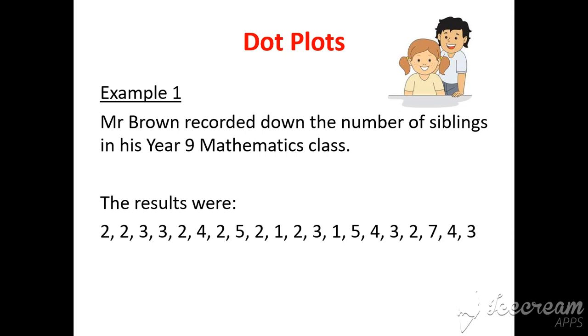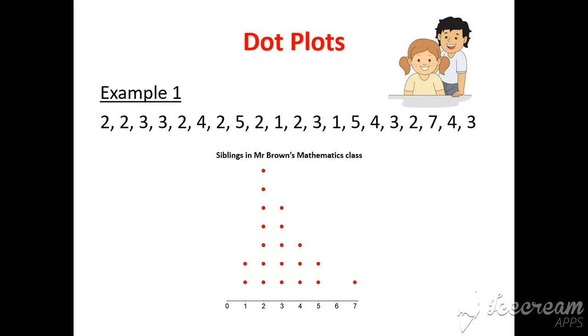Mr. Brown recorded down the number of siblings, which is how many brothers or sisters, in his Year 9 mathematics class. So here were the following results. Right, so we're going to turn the results into a dot plot that looks like this. So we're going to set up a scale from 0 to 7. There is no 0 in the list, so I probably didn't need 0, but we're going to go all the way up to 7 because the highest number in the list is 7.